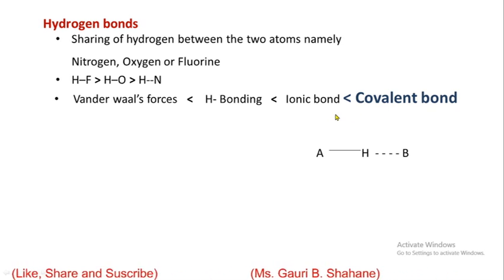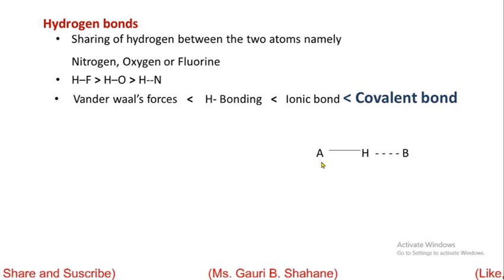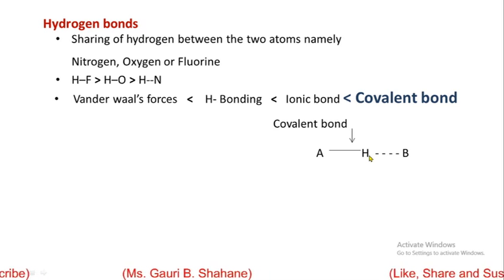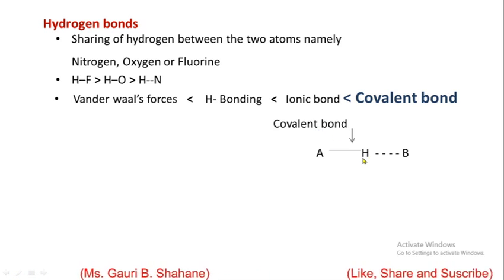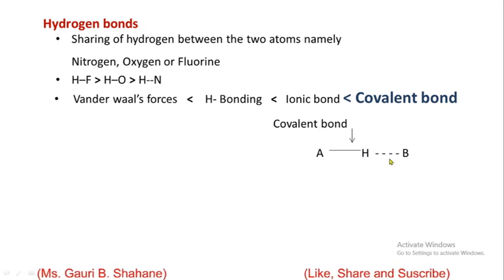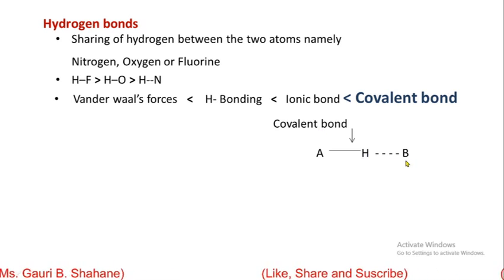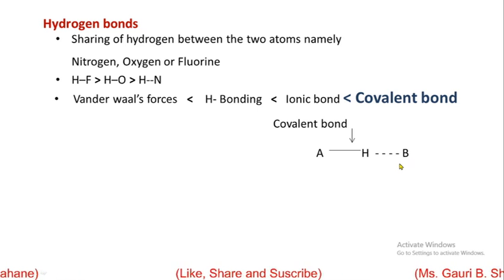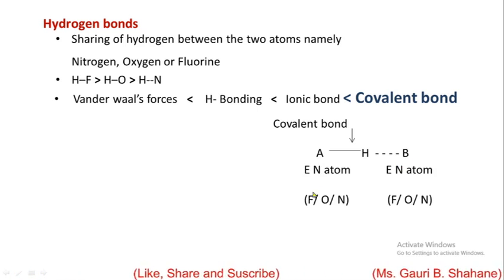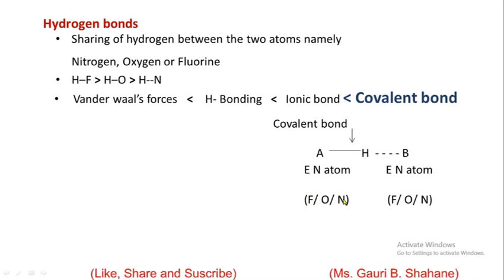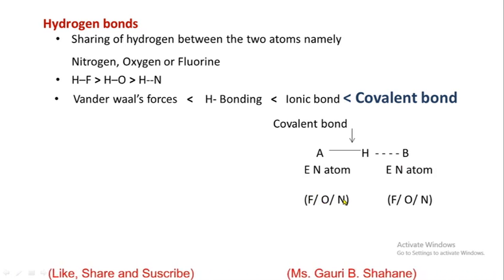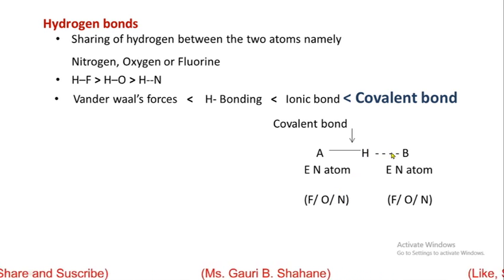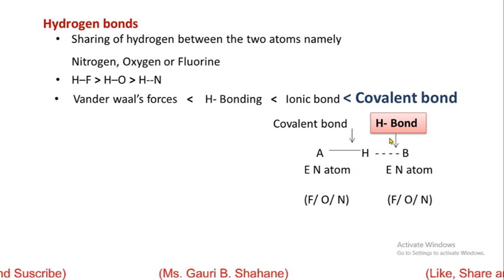Okay, suppose A is any atom which is covalently bound with a hydrogen atom, and B is another atom. So A and B should be electronegative. They should be fluorine, oxygen and nitrogen. So in such conditions, hydrogen forms a bond with the B atom. So this is a hydrogen bond.